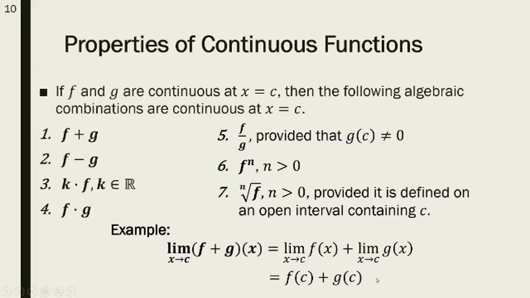And from the properties of functions, we have f of c plus g of c, which is equal to the sum of functions, f plus g, of c. We can see that the limit of the sum of functions is equal to the function value of f plus g. Thus, the sum of functions is continuous at x equals c.